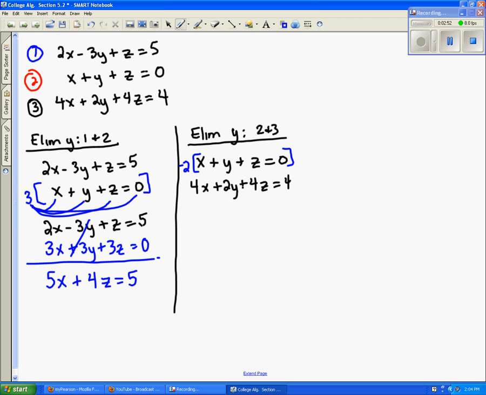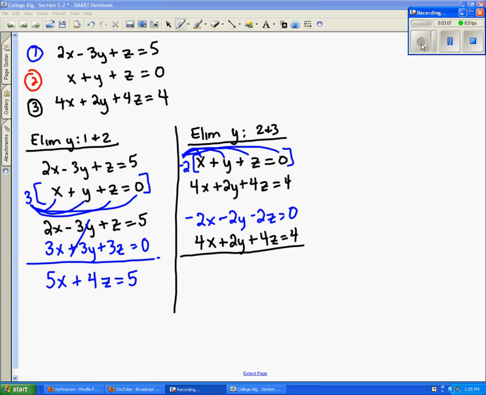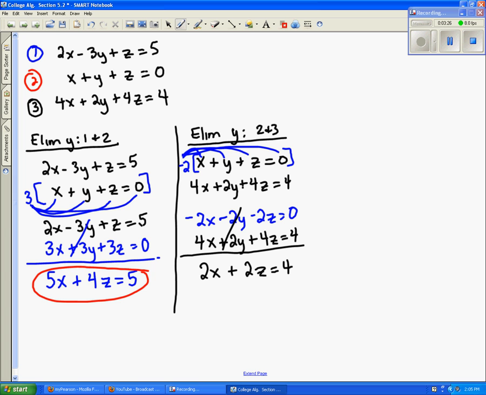So I'm going to do that. I'm going to distribute, and I get negative 2x minus 2y minus 2z equals 0. And I'm going to copy this equation down exactly like it is. Once I get it copied down, I'm going to add down, and I get 2x, my y's eliminate, which was our purpose, plus 2z equals 4. Now, I have two equations and two variables, so now I only have two variables here, and I have those same two variables here. Now I'm going to take my two equations right here, and I'm going to write them over here so that I can eliminate.